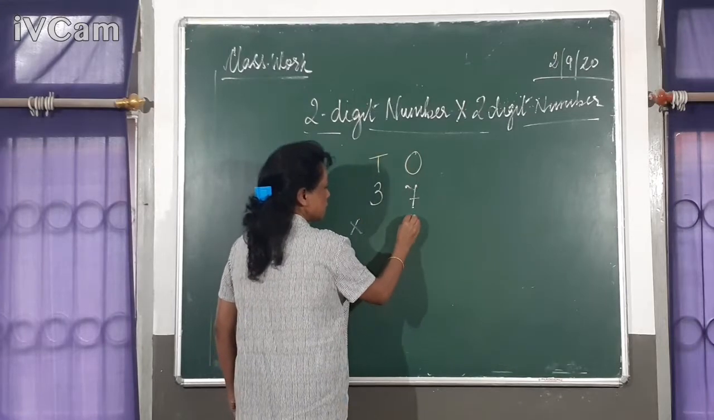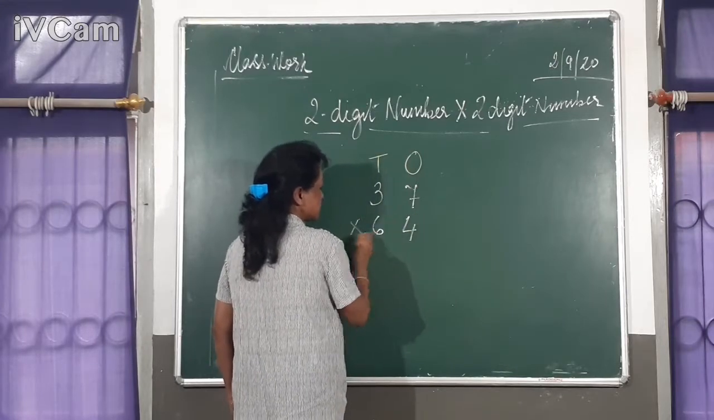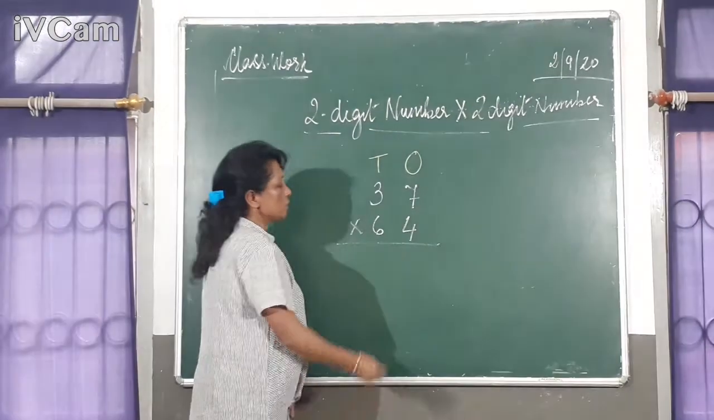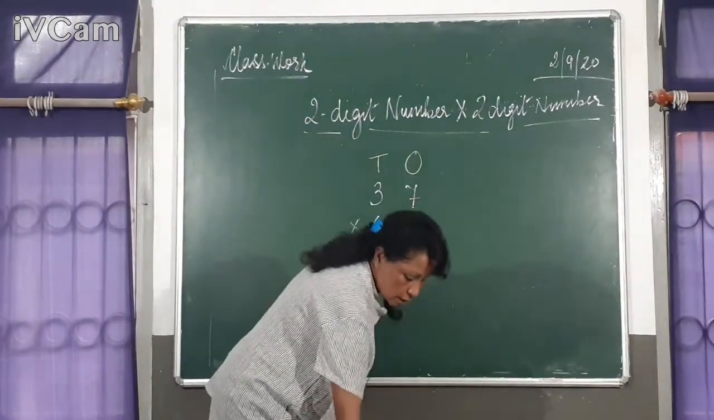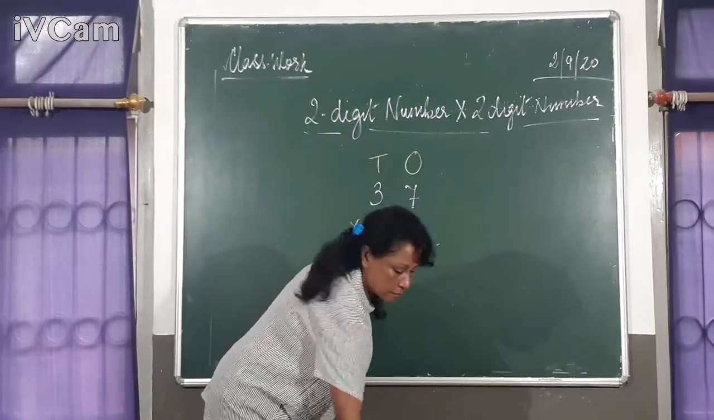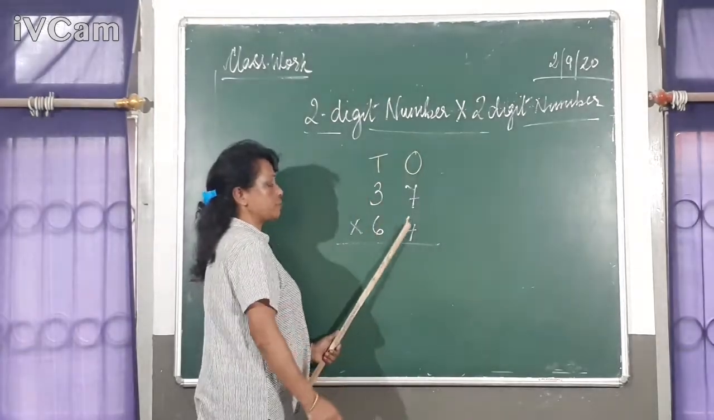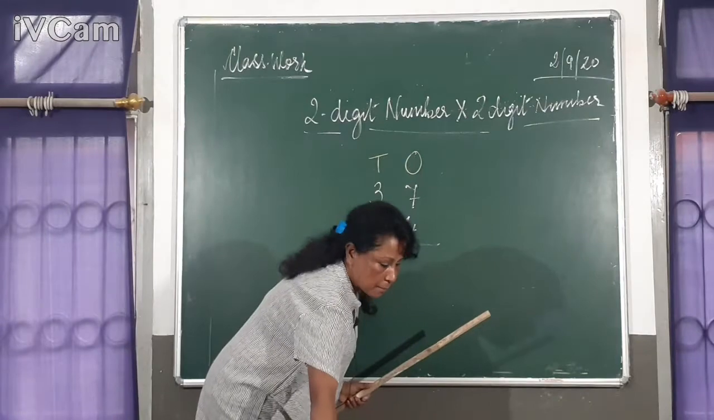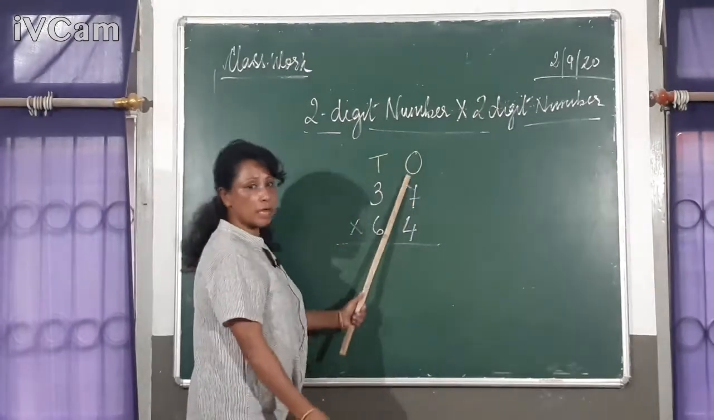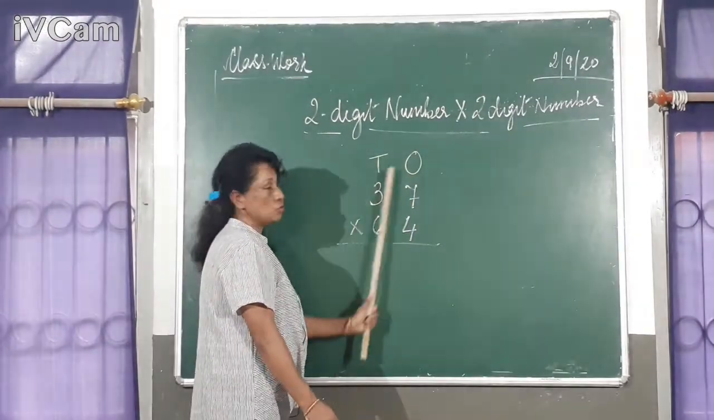Multiply by 4 and 6. Now let's start with the first number. I told you first we have to start with the number which is under 1. So don't look at all these other numbers. Look only at 1.